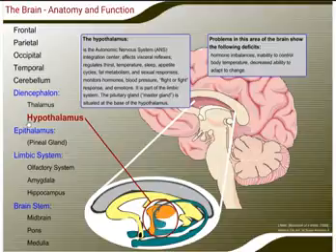The pituitary gland, or master gland, is situated at the base of the hypothalamus. Problems in this area of the brain show the following deficits: hormone imbalances, inability to control body temperature, and a decreased ability to adapt to change.